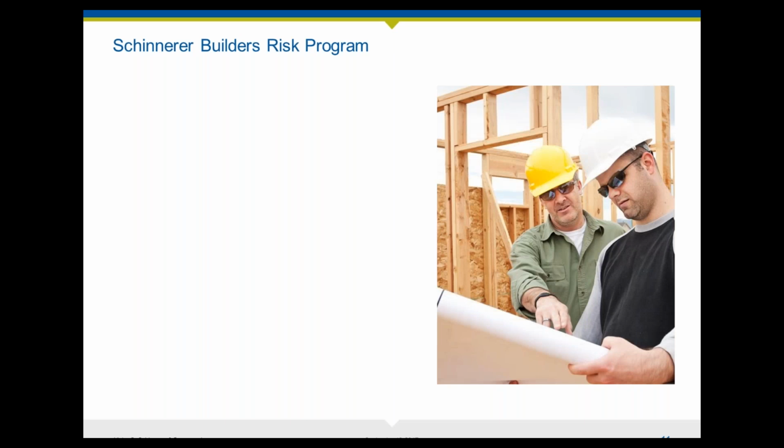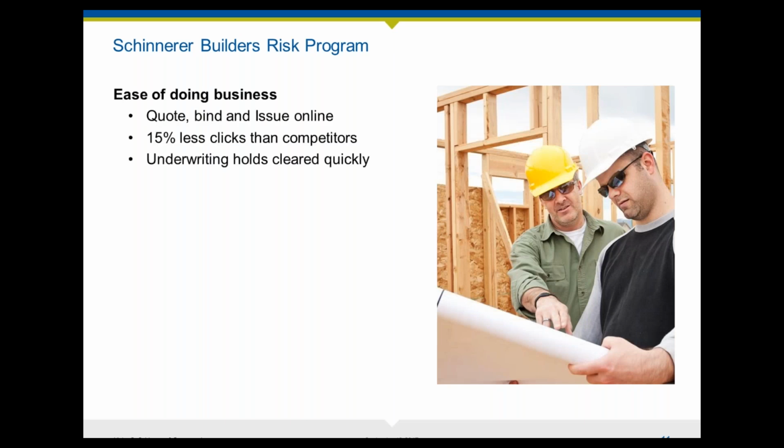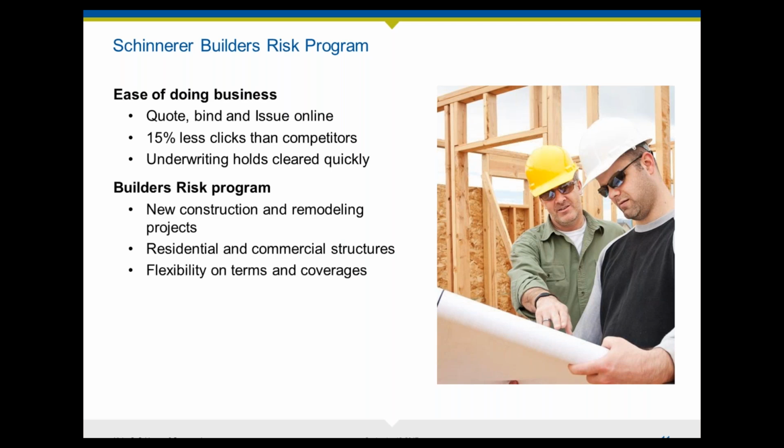So let's talk about the reasons why to use Victor O'Shinner. It's ease of doing business. You can quote and bind and issue online. This online portal has 15% fewer clicks than competitors, and the underwriting holds are cleared very quickly. We took a lot of time looking at what is the best fit for how to submit business and what questions need to be asked, and we only ask the very pertinent questions to the risk. So it provides a quicker response.